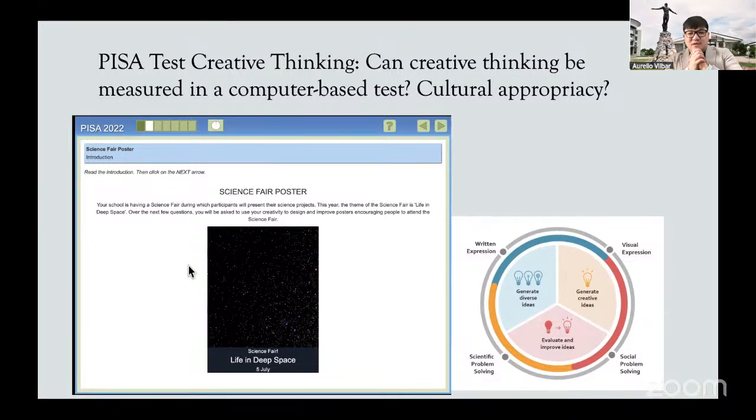Question: anong masasabi mo sa ganitong type of test? Ma'am, ikaw yung tatanungin ko. Baka sa Charlene, baka okay yung internet connection mo. What can you say about this test, Charlene?